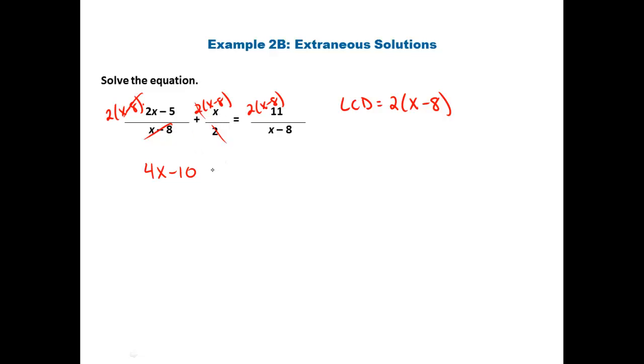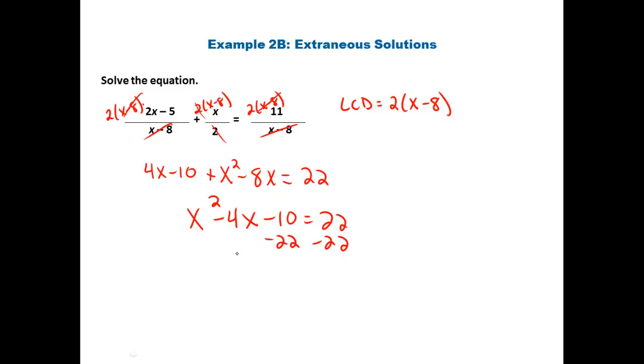So let's multiply here by the x. So we're going to get x squared minus 8x. The x minus 8's cross out here. 2 times 11 is 22. So we have a quadratic again, so we need to get everything on one side. x squared, let's see, this is going to give us minus 4x. And then we have minus 10 equals 22. So we want to go ahead and subtract the 22.